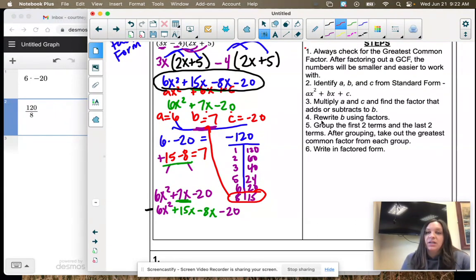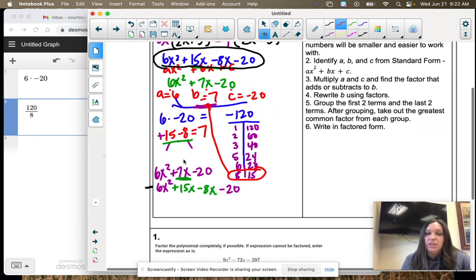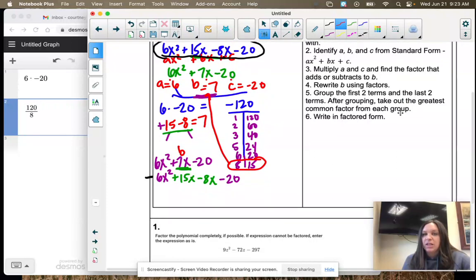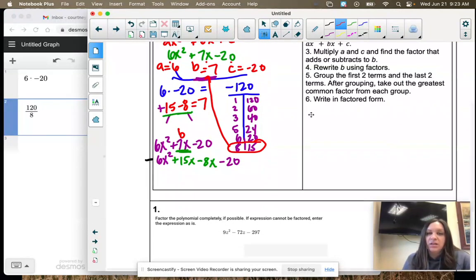So next step is rewrite b using the factors. We did that. We rewrote 7 using the factors. And then we're going to group the first two terms and the last two terms. So grouping, I'm going to put parentheses around the first two terms and around the second two terms. I grouped the first two, grouped the second two. That's it. That's grouping. It's just adding the parentheses. And then we're going to take out the greatest common factor from each group.